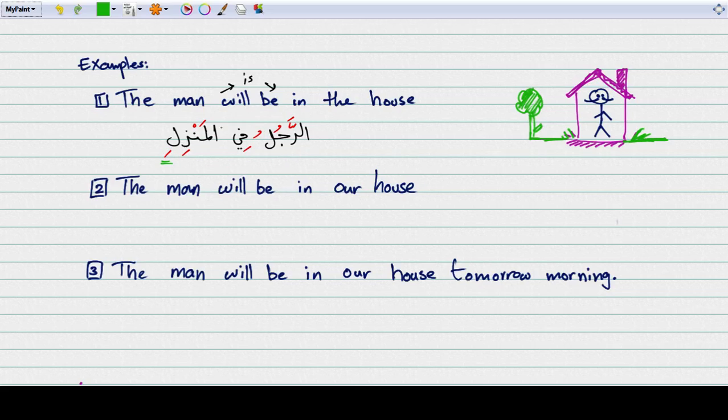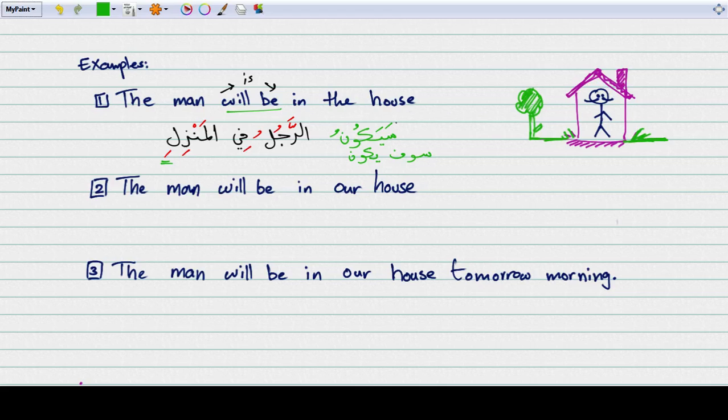Okay, all right, so the man is in the house. الرجل في المنزل. The man will be in the house becomes سيكون الرجل في المنزل, or سوف يكون. It's up to you. Both have the same meaning, exact same meaning. Okay, so the sentence is سيكون الرجل في المنزل.